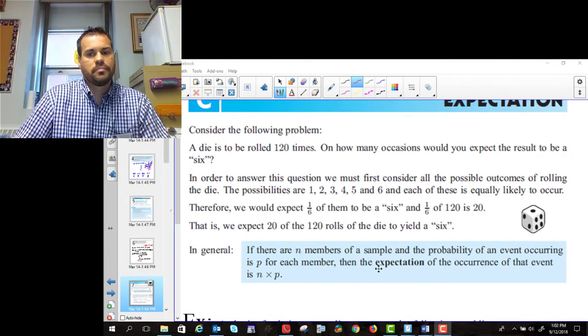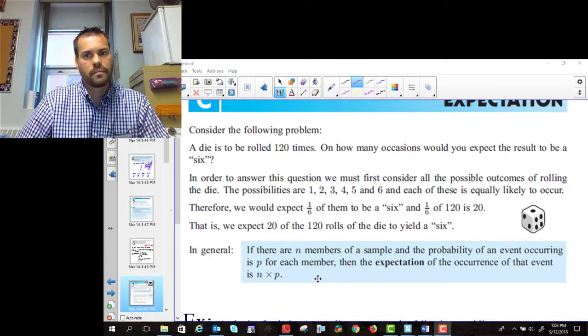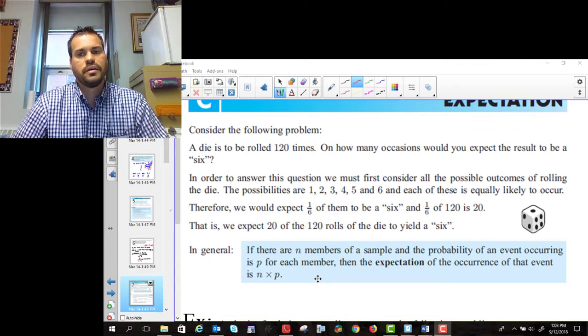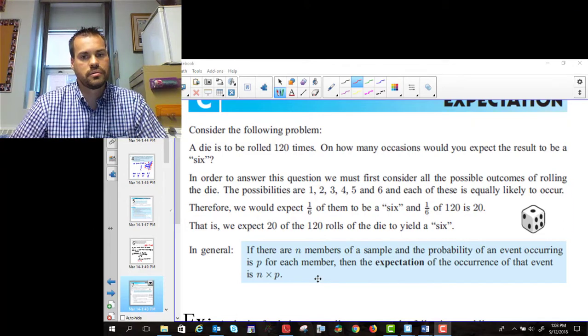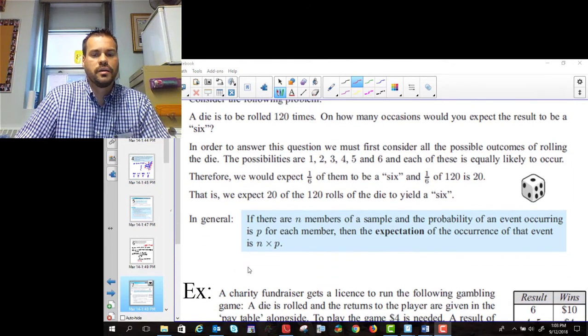Not a difficult concept, but it's just the number of members in the sample multiplied by the probability of each of those occurring. And it essentially gives us what our result is going to be most of the time, or on average. Okay? So it's kind of like the average.